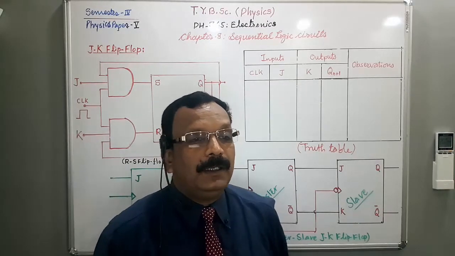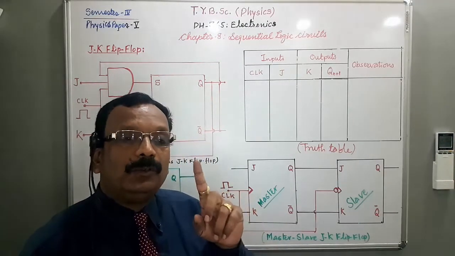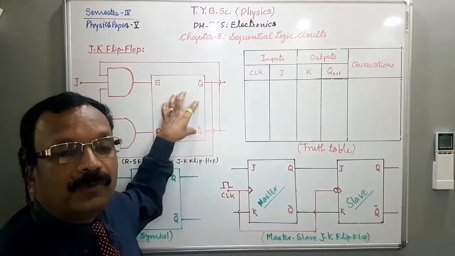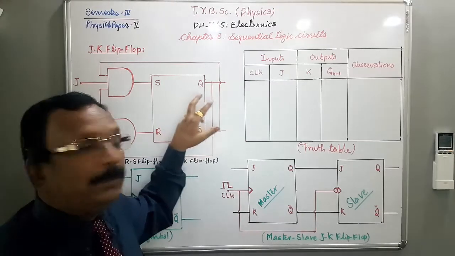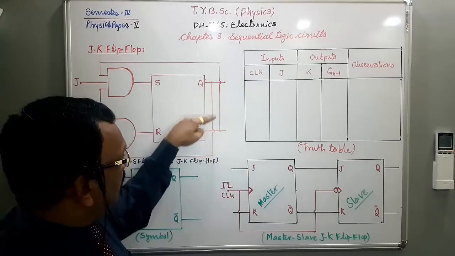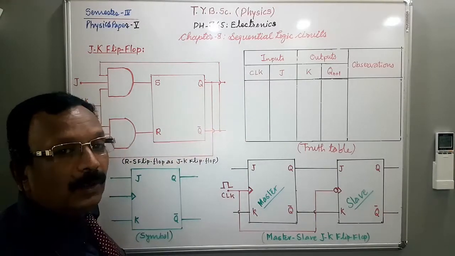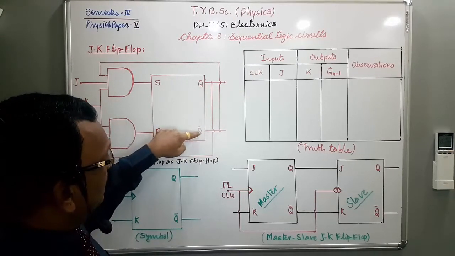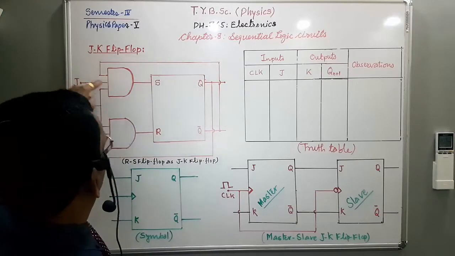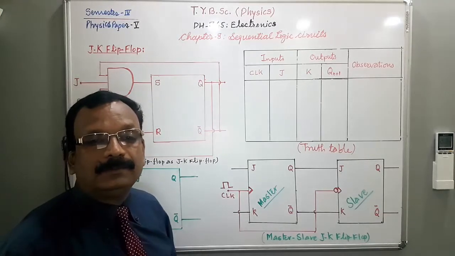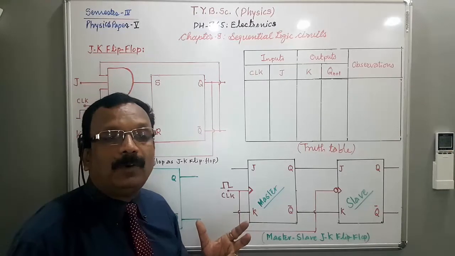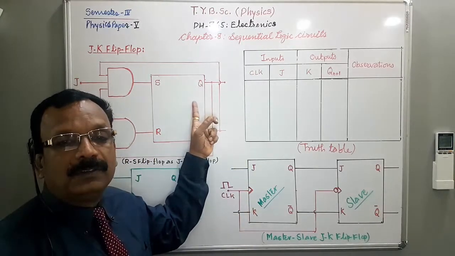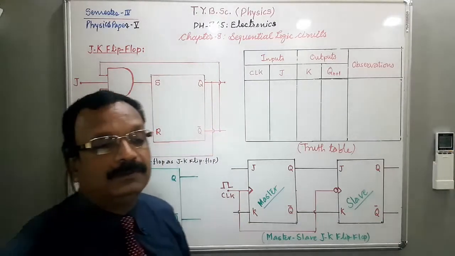Now one thing you should remember: for obtaining the JK flip-flop, feedback is given, that is Q is given as an input to the lower AND gate, and Q bar, the complement of Q, is fed back to the upper AND gate. So for obtaining the JK flip-flop, feedback is given from the output of the RS flip-flop to the input.